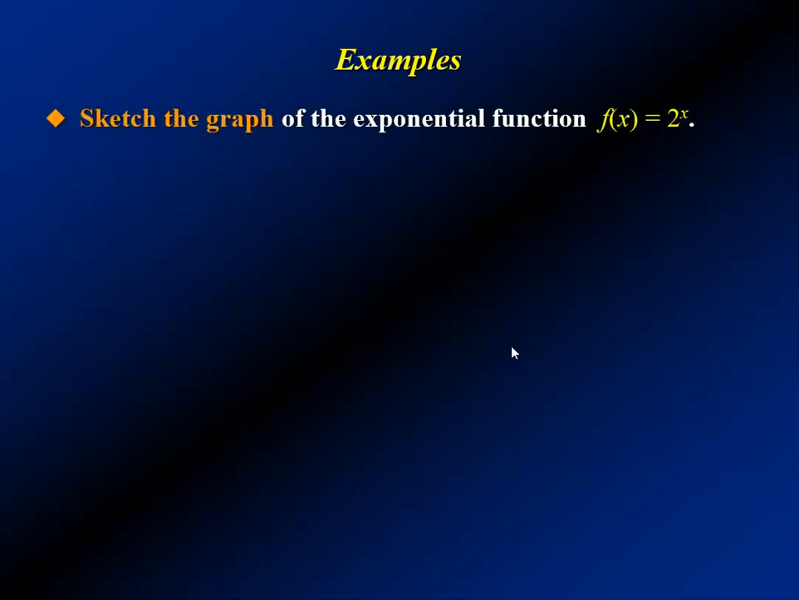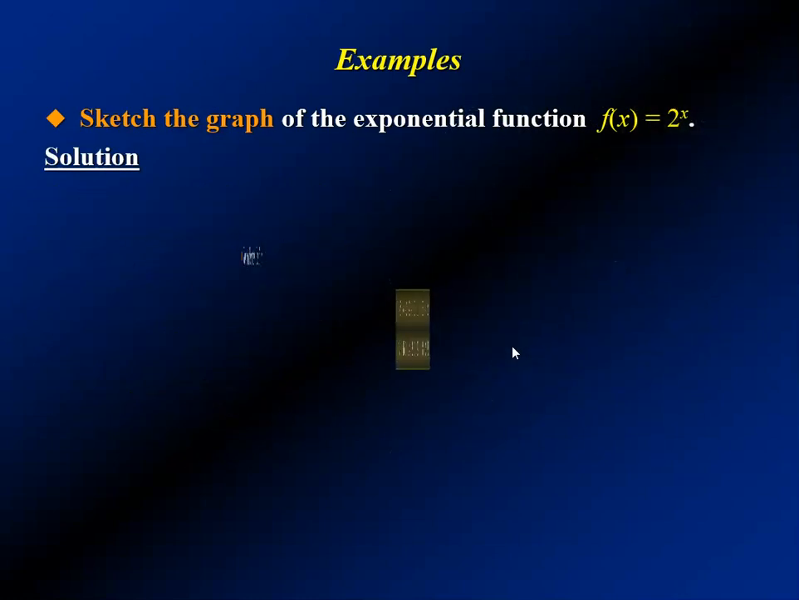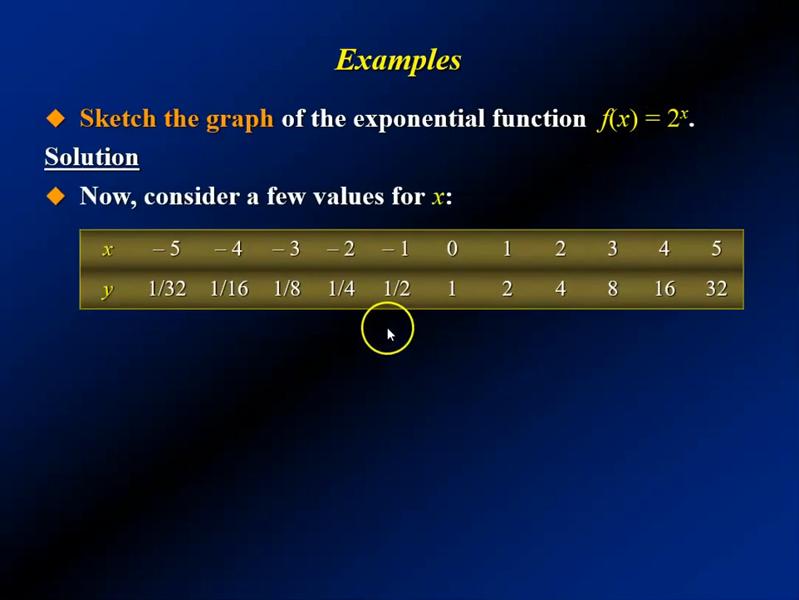What is the graph of the exponential function f of x is equal to 2 to the power of x? Let's make a table. Okay, so this is the table of x and y values. If you have the table, you can plot the graph easily. If x is negative 5, y is 1 over 32. If x is negative 4, y is 1 over 16.